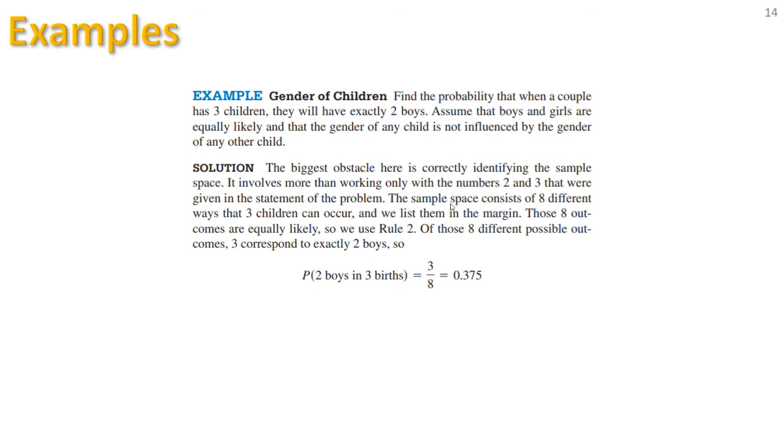In this example, we're asked to find the probability that when a couple has 3 children, they will have exactly 2 boys.